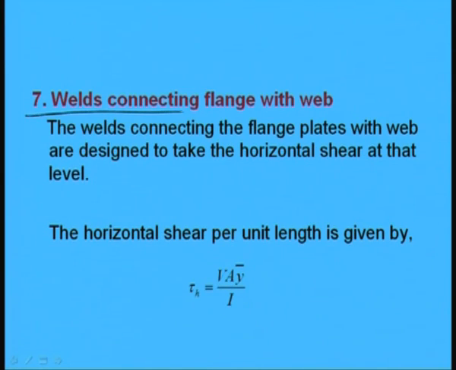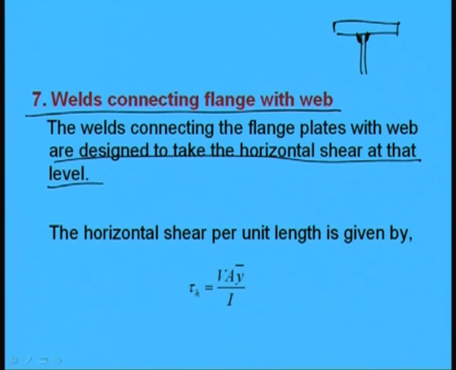Another thing is the welds connecting the flange with the web, right. If we see the weld connecting the flange with the web, now we have to design it here. The welds connecting the flange plates with the web are designed to take the horizontal shear at that level. So, we have to first find out the horizontal shear at that level, which can be expressed as tau H is equal to V A y bar by I, right, per unit length. Tau H is the horizontal shear per unit length.